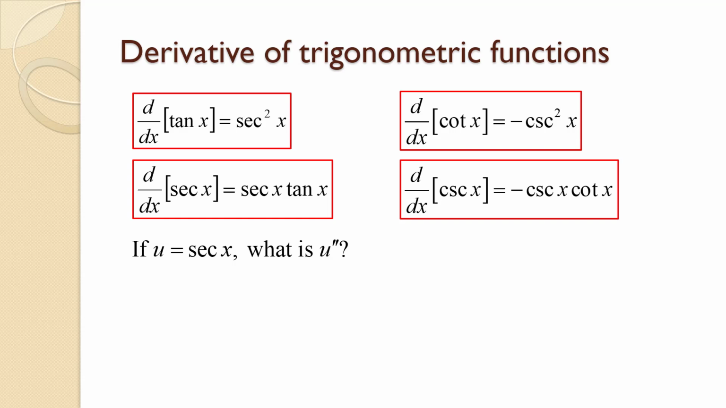They're connected. So if u is equal to the secant of x, I want to know what u double prime is. If you remember, double prime means second derivative. So we already know what u prime is.